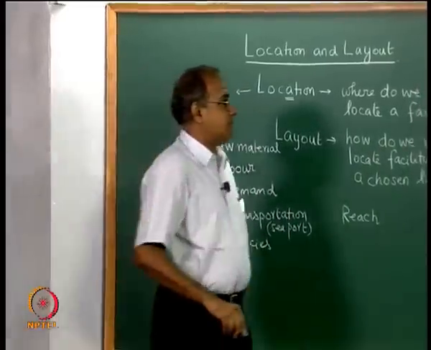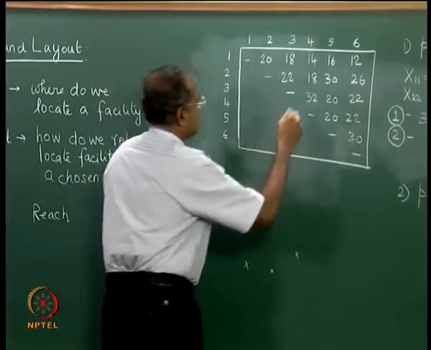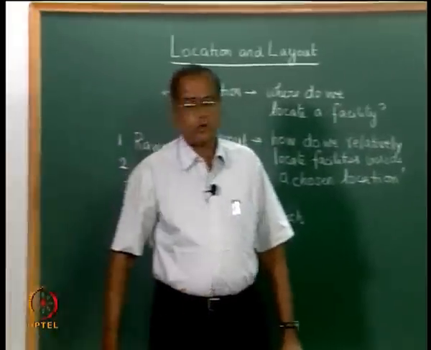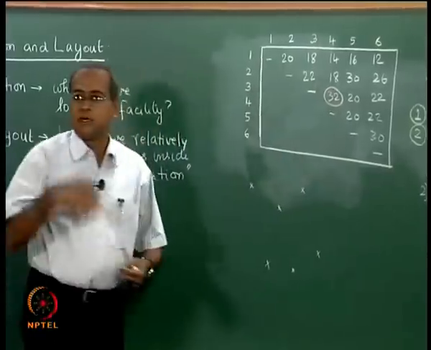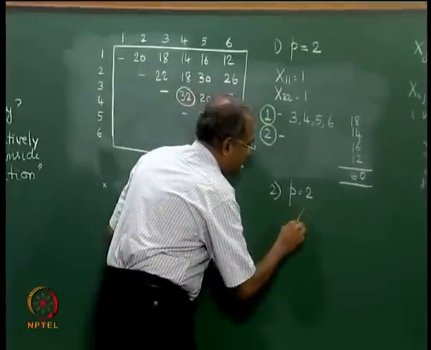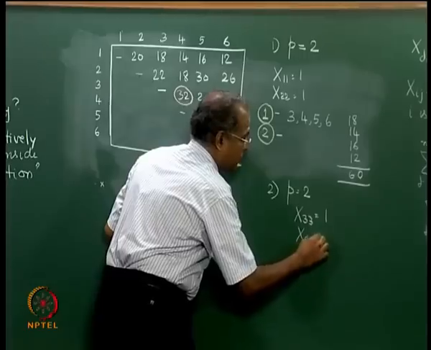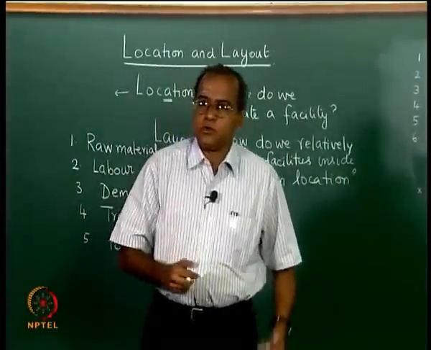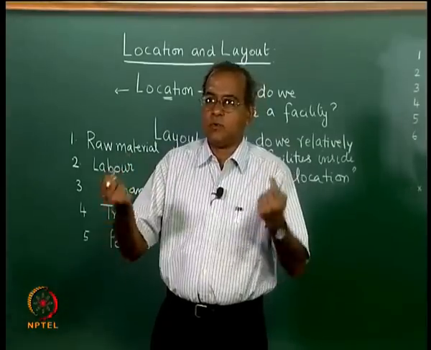So, using this we can look at the largest number in this matrix, which happens to be 32 for 3 and 4. So, choose 3 and 4 as the two medians. So, the two medians based on the thumb rule will be x33 equal to 1 and x44 equal to 1. So, the thumb rule is to choose the 2 points which are farthest away as the two medians.